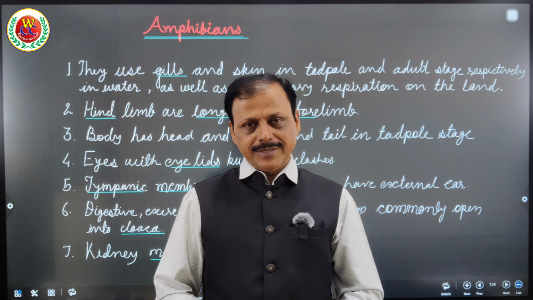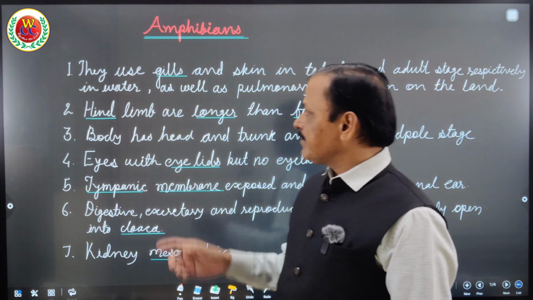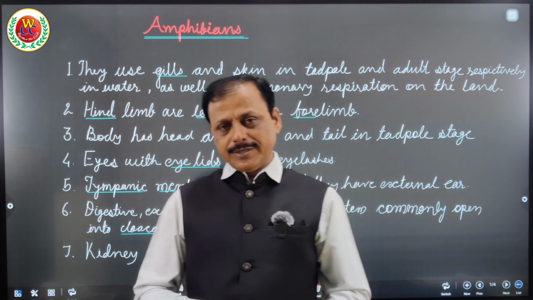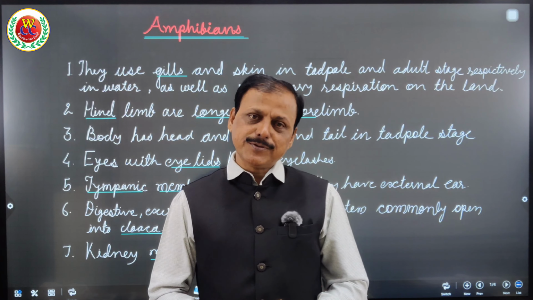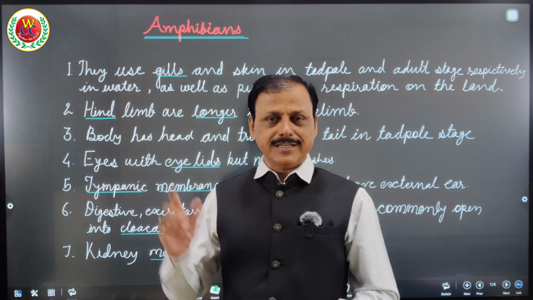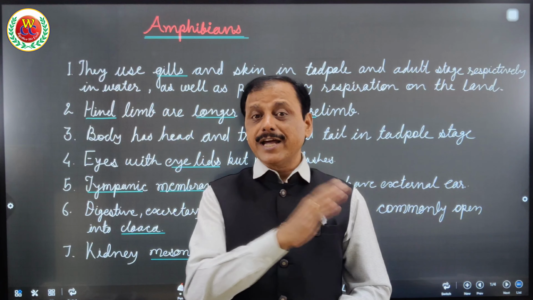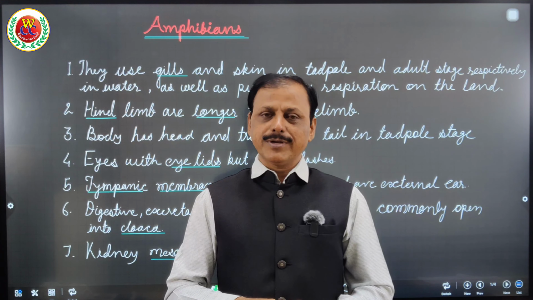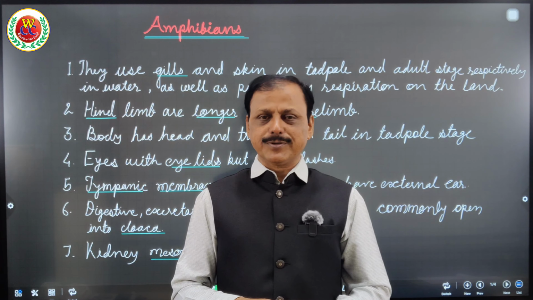So, to start with the first point: they have gills to respire in water in the tadpole stage, and skin to respire in water in the adult stage. It is what is written there. As well as on land, they use pulmonary respiration. So they have lungs to respire, and that is very important.